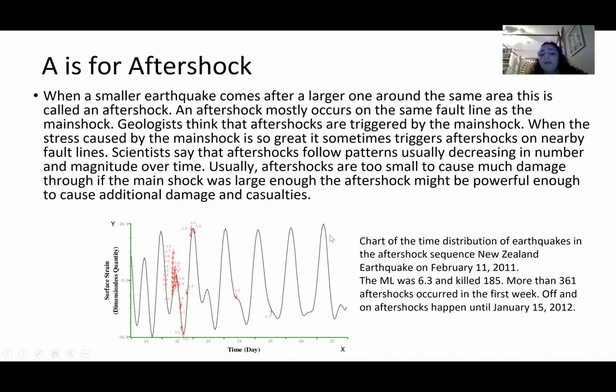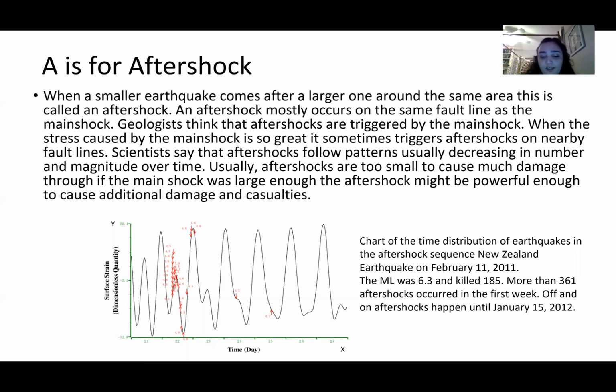So below right here is a chart of the time distribution of the earthquake in the aftershock sequence in the New Zealand earthquake on February 11th, 2011. The earthquake was a 6.3 and it killed 185 people. More than 361 aftershocks occurred in the first week after the main earthquake, which I thought was just mind-boggling. I didn't know so many aftershocks could happen.